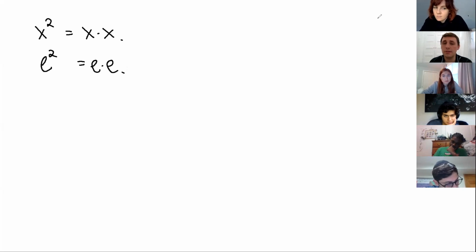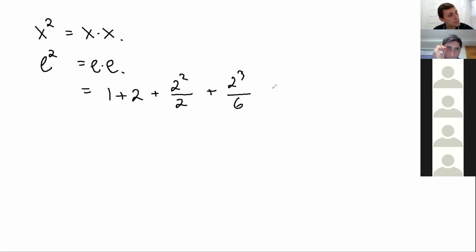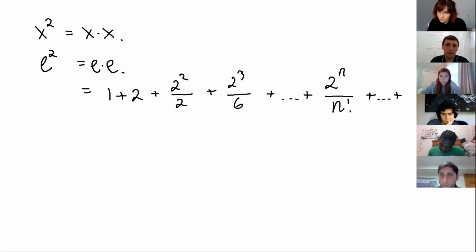This is a consequence, but what is e to the 2? Let me tell you what it is if you don't see it, guys. What this actually means is 1 plus 2 plus 2 squared over 2 plus 2 cubed over 6 plus, in general, 2 to the power n divided by n factorial and onwards. Do you understand? So carrying out that infinite polynomial procedure will be the same as if I could figure out what this number e is about, multiplying e by e.